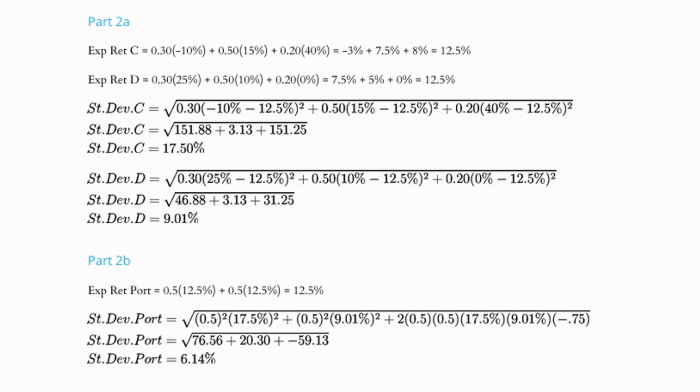We should choose the portfolio because all three choices have the same expected return, but the portfolio has the lowest risk. All risk-averse investors will choose the portfolio over either stock individually here.